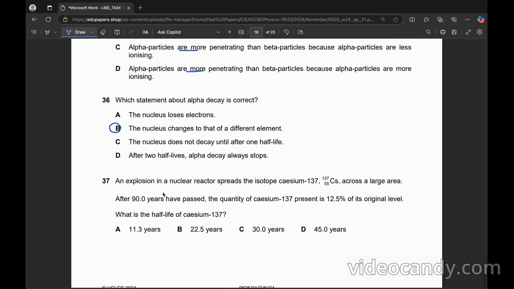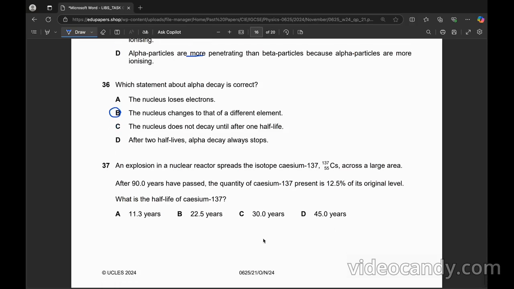37. An explosion in a nuclear reactor spreads the isotope cesium-137 across a large area. After 90 years have passed, the quantity of cesium-137 present is 12.5% of its original level. What is the half-life of cesium-137? Now, as I mentioned, half-life is the time taken for half of the cesium-137 to decay. So we have some original stuff here.